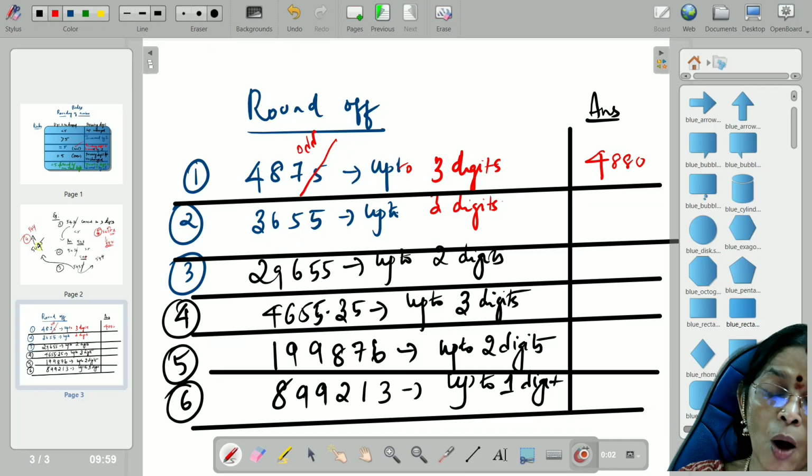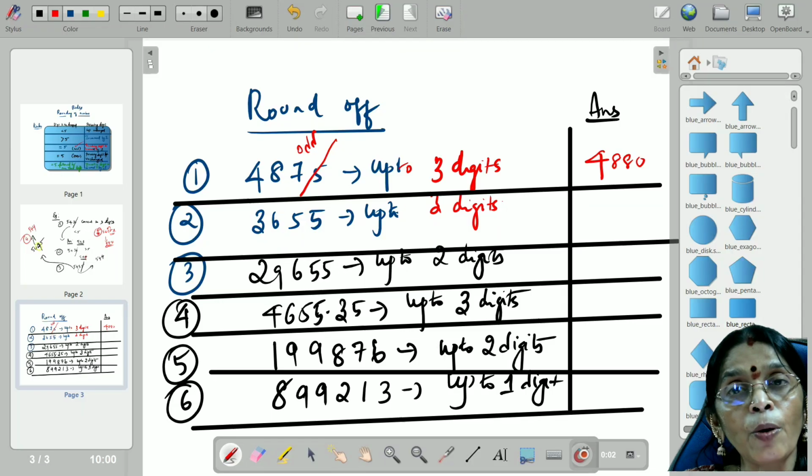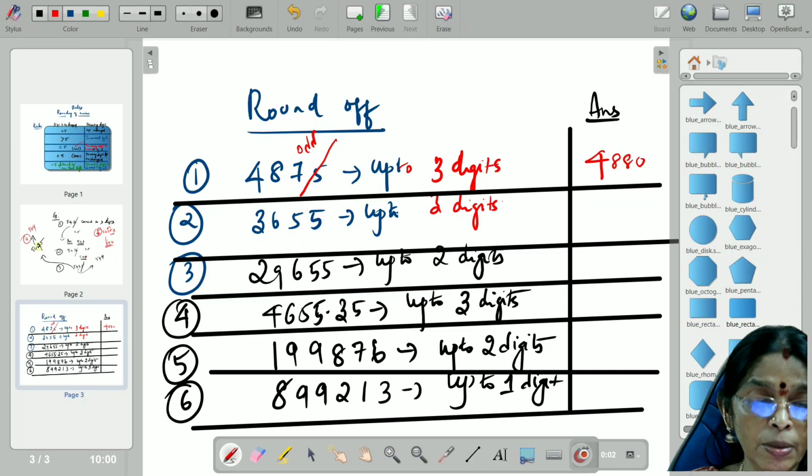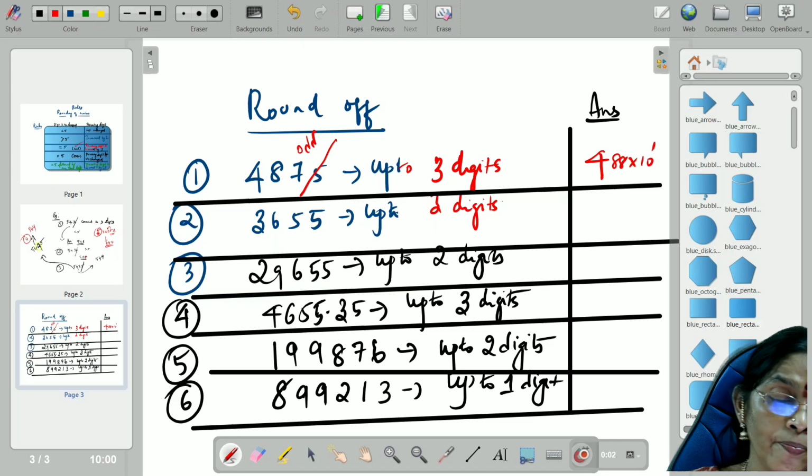So rounded off up to 3 digits, 4880. Or you can write 10 power 1, 488 into 10 power 1. Because we round off up to 3 digits only, you can write it like that. So let me also write 488 into 10 power 1.